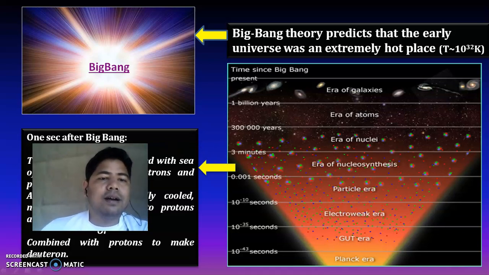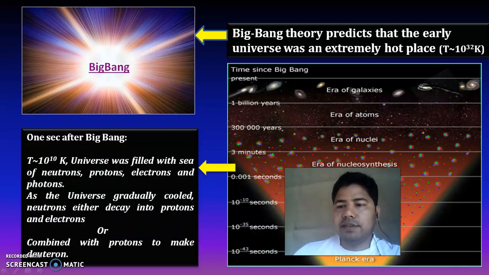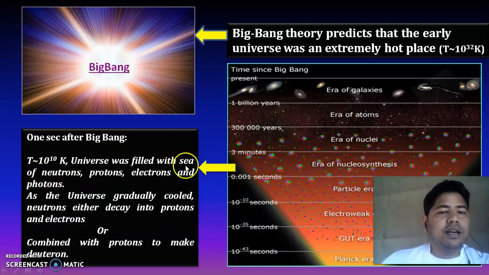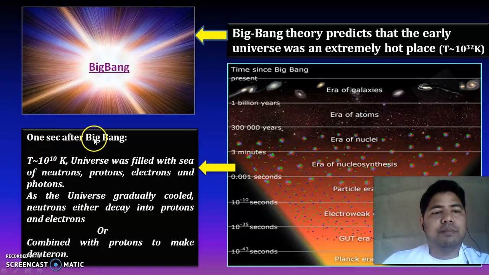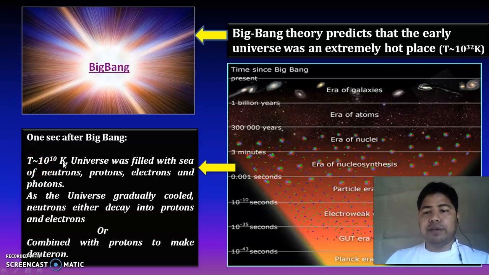Let me put myself somewhere here. Okay. Here you can see that after 1 second of the Big Bang, the temperature became 10 to the power 10 Kelvin. The temperature is reducing now, and the universe was filled with a sea of neutrons, protons, electrons, and photons.